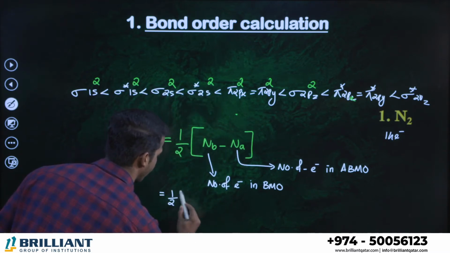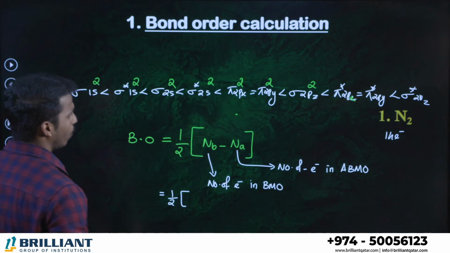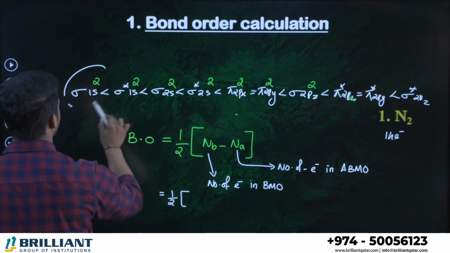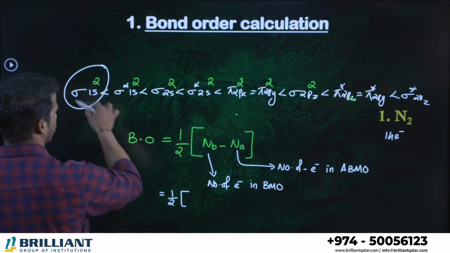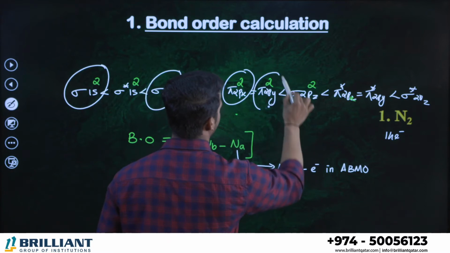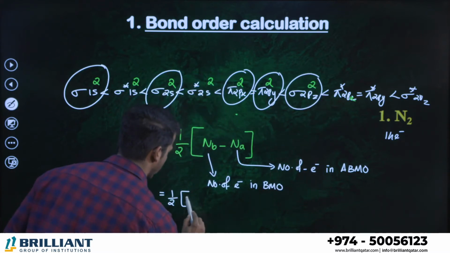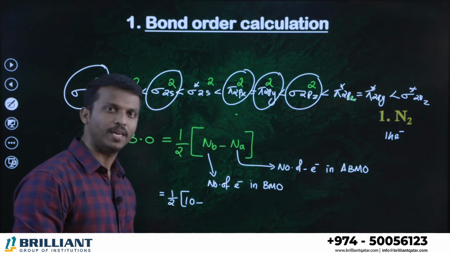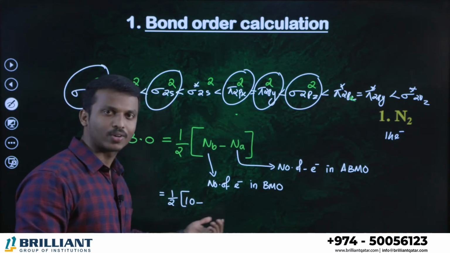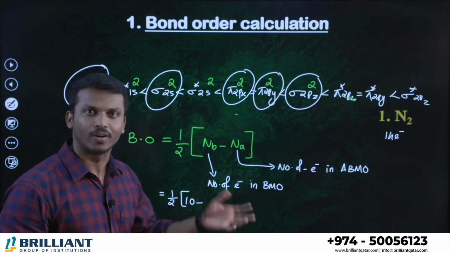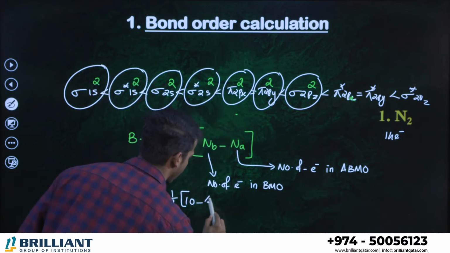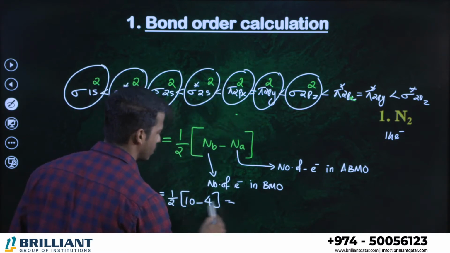So half of, tell me dear, can you please count the number of electrons in BMO? Which all are BMO? Okay. 2 electrons, 4 electrons, then 6, 8, 10. Total 10 electrons are there in BMO. Total it is a 14 electron system, already 10 electrons in BMO. Then where are the remaining 4 electrons? In ABMO. This one and this one. So total 4 are there. So 10 minus 4 is 6, and 6 by 2 is equal to 3.